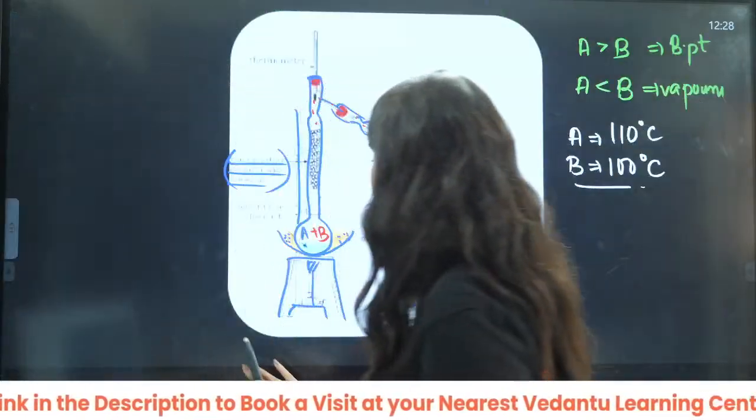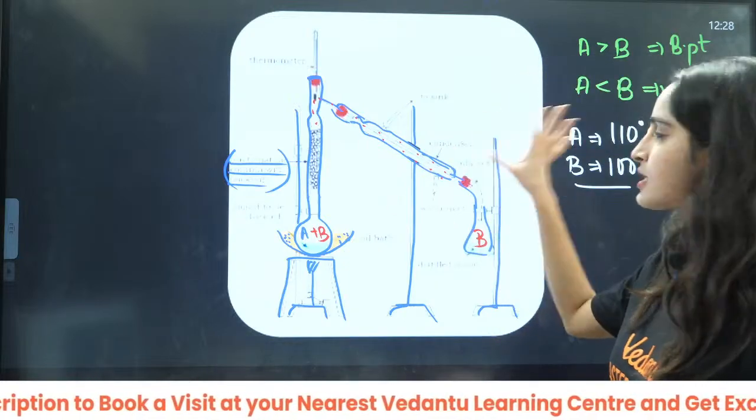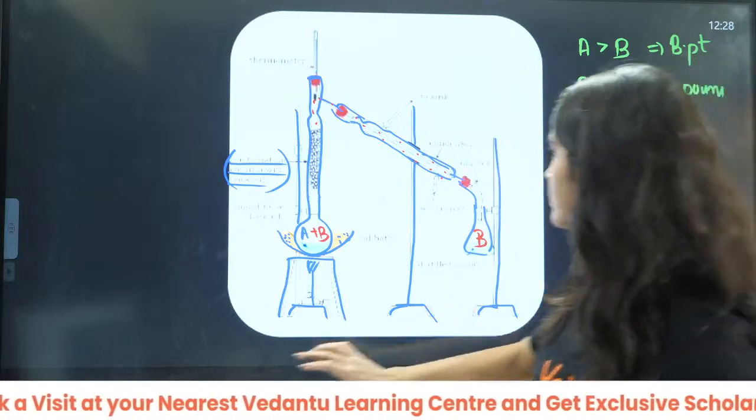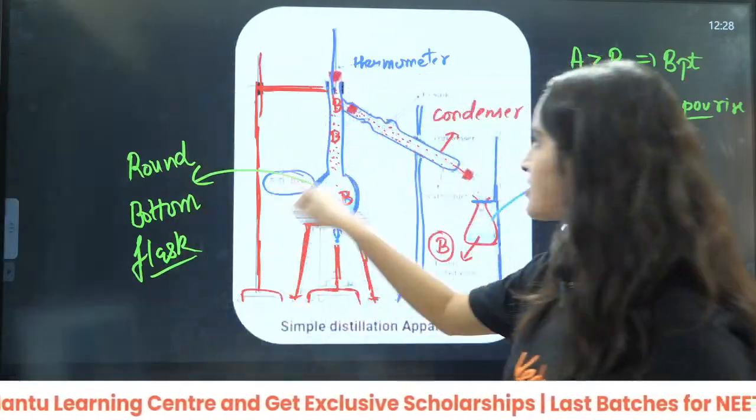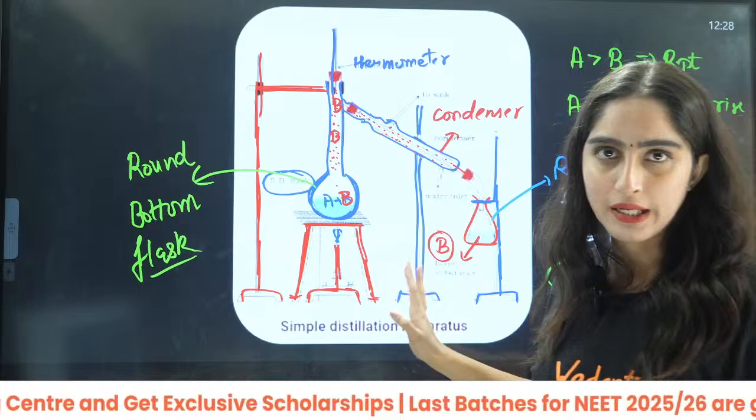So simple distillation is when the boiling point difference is very large. Okay, this is not simple. This is simple. This is your simple distillation when the boiling point difference is very large.